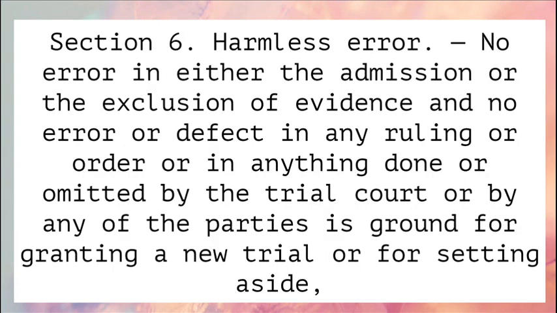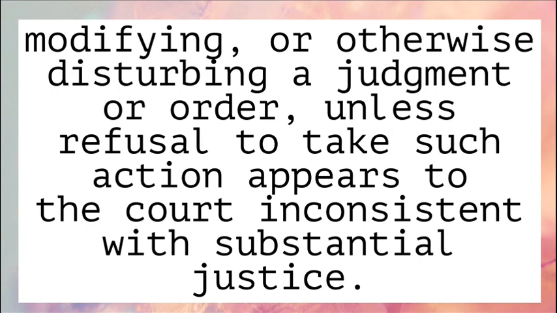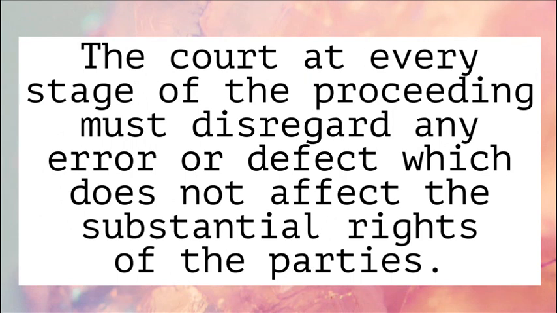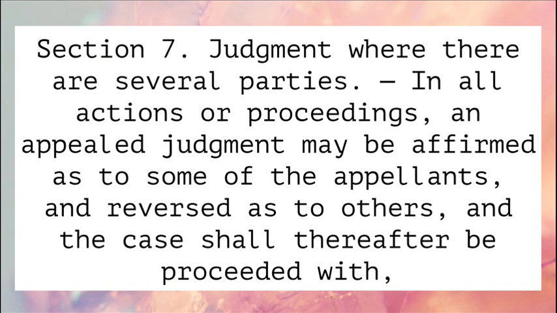Section 6. Harmless error. No error in either the admission or the exclusion of evidence, and no error or defect in any ruling or order or in anything done or omitted by the trial court or by any of the parties as ground for granting a new trial or for setting aside, modifying, or otherwise disturbing a judgment or order, unless refusal to take such action appears to the court inconsistent with substantial justice. The court at every stage of the proceeding must disregard any error or defect which does not affect the substantial rights of the parties.